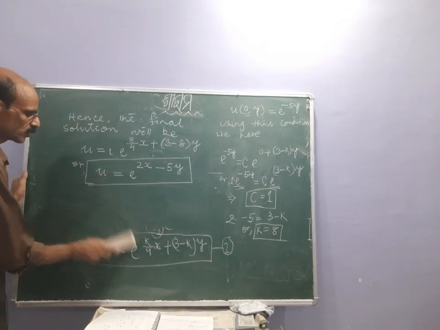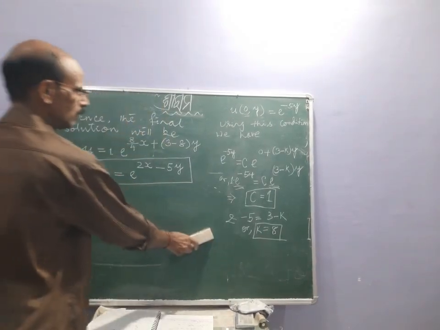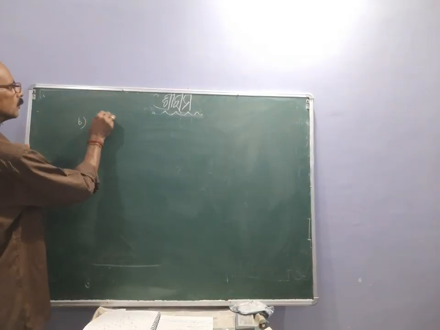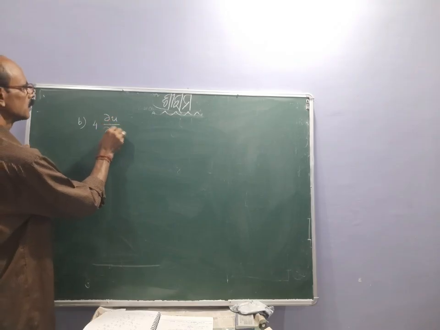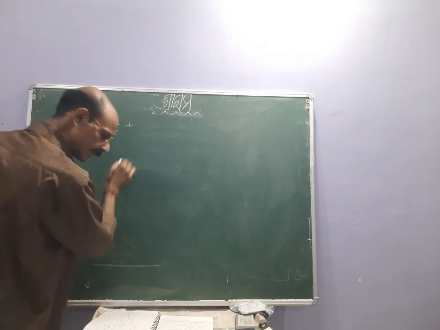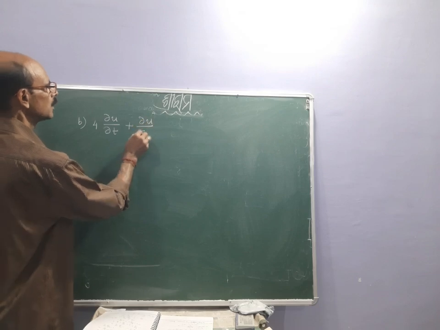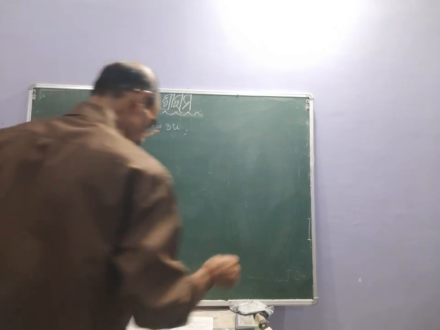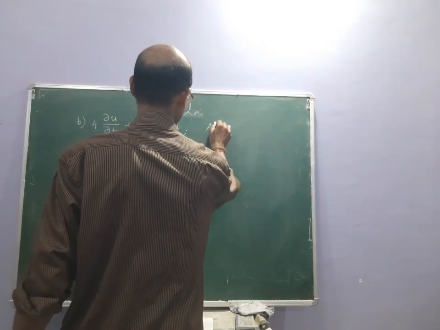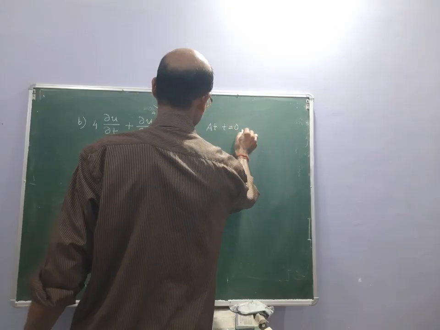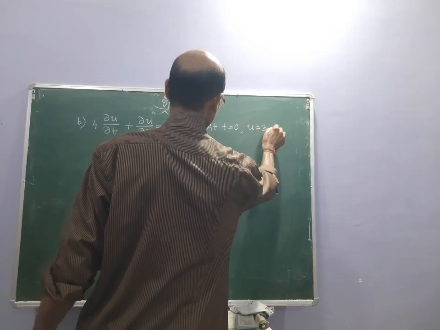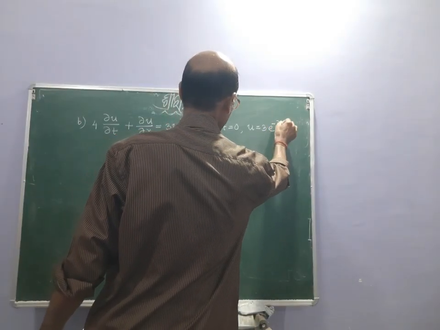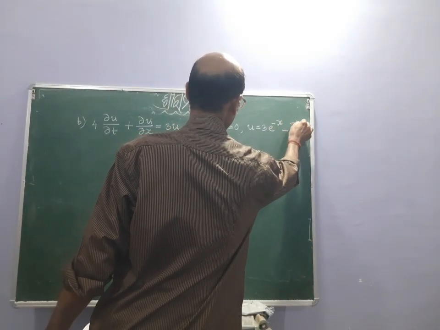Now let us proceed for question number B. Question number B is something like this: 4 del u by del t plus del u by del x is equal to 3u, and the condition is at t is equal to 0, u is equal to 3 exponential minus x minus exponential minus 5x.